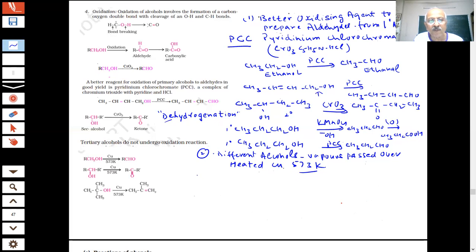So what happens, students? If I take CH3CH2OH, and you have copper at 573 Kelvin, the dehydrogenation takes place. What happens? Dehydrogenation takes place. Then what is the result? One hydrogen goes from here. What will be left? CH3CH=O.